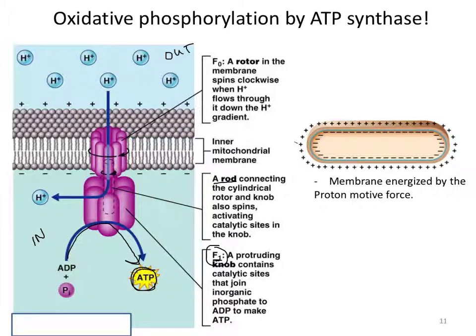We also have a rod that connects the cylindrical rotor portion, which we're going to get to next, and spins it, activating catalytic sites in the F1. We have the F0 site, which functions like a motorboat rotor, and it is found in the cytoplasmic membrane. It spins clockwise when it's doing the work of ATP synthesis. So when protons are flowing through it down the proton gradient, flowing this way, it will spin clockwise like this, and that will cause the rod to spin, and that will trigger catalysis in the F1 portions. So this is a very ancient protein. It's been highly conserved. All cells have ATP synthase, and their job is to make ATP. They're also used for some other processes.